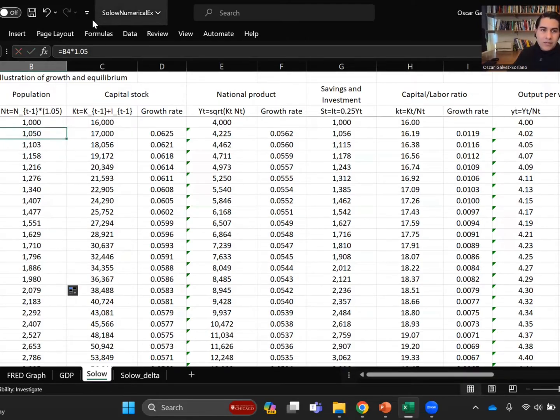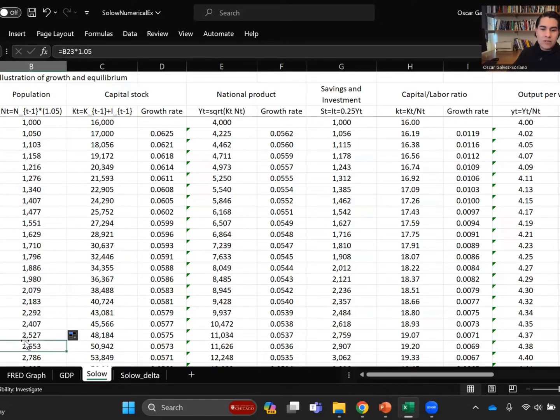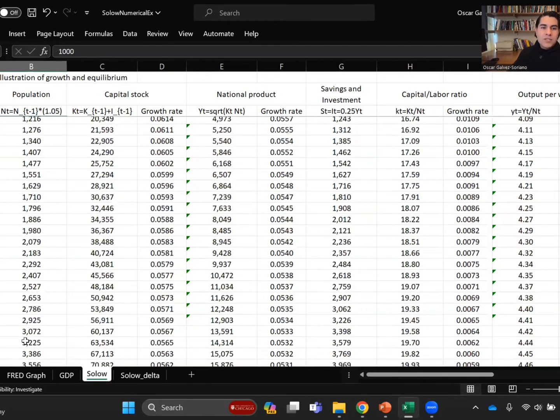If I were you, what I would do is to just write the formula for, in this case, row number five, and then pull down the formula to reproduce the population growth for all the years that you want to estimate, right? So let's say that in this particular example, I am using 300 years, but you can do it for more if you want. So that's in terms of population.